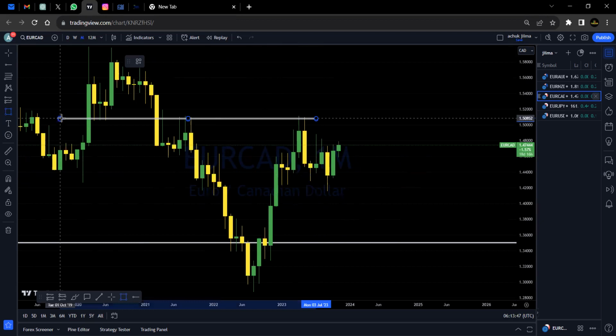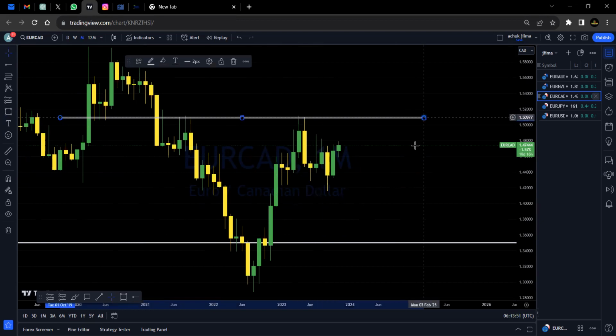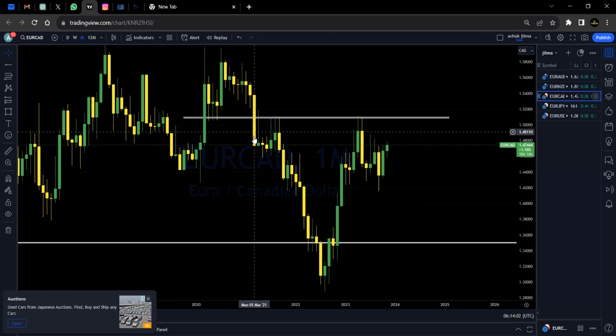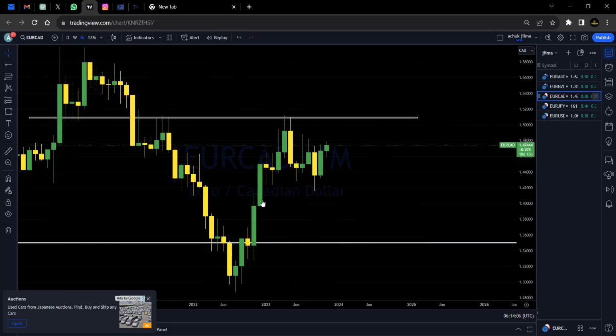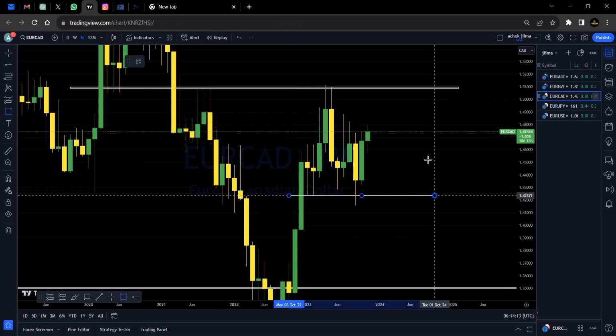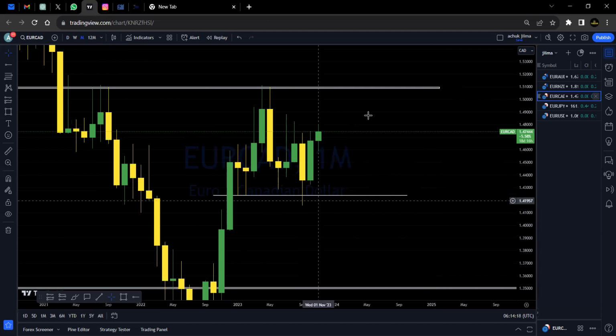If I just extend it all the way up to here, you'll see this is a very important area, an area where support became resistance. Here was support, it was broken, then resistance, resistance, resistance. As simple as that. Once we have that, let's also mark our lows. We have our lows here, which were also acting as our support area. So now we know we are trading from here to here.